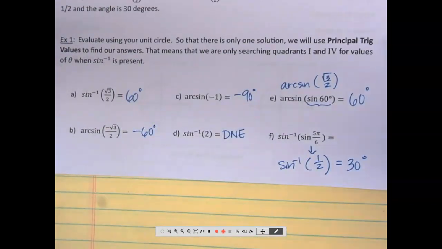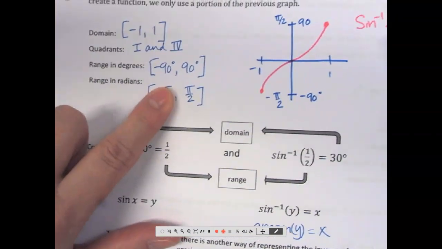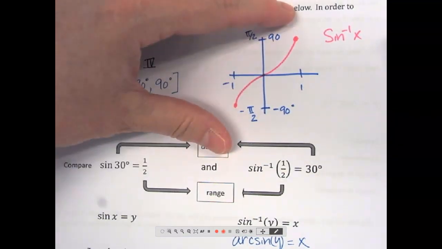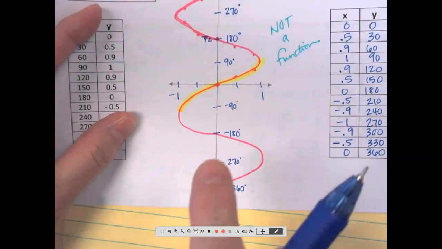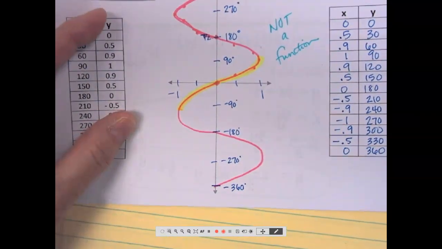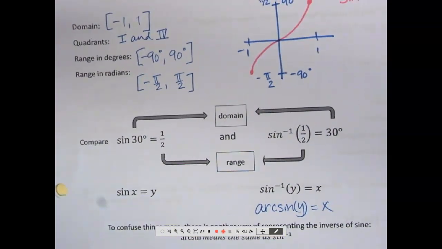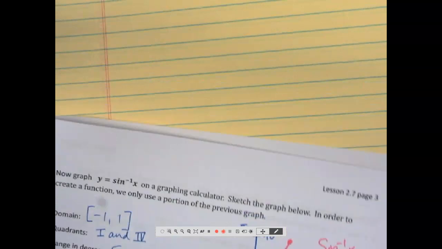Okay, any questions so far? Because of this limited range, so that we're dealing with a function and not this, where I would have multiple answers, infinite answers technically, we limit it to just one answer. We use this limited range. Any other questions? I think this is a hard unit, or lesson. Okay, so let's move on.